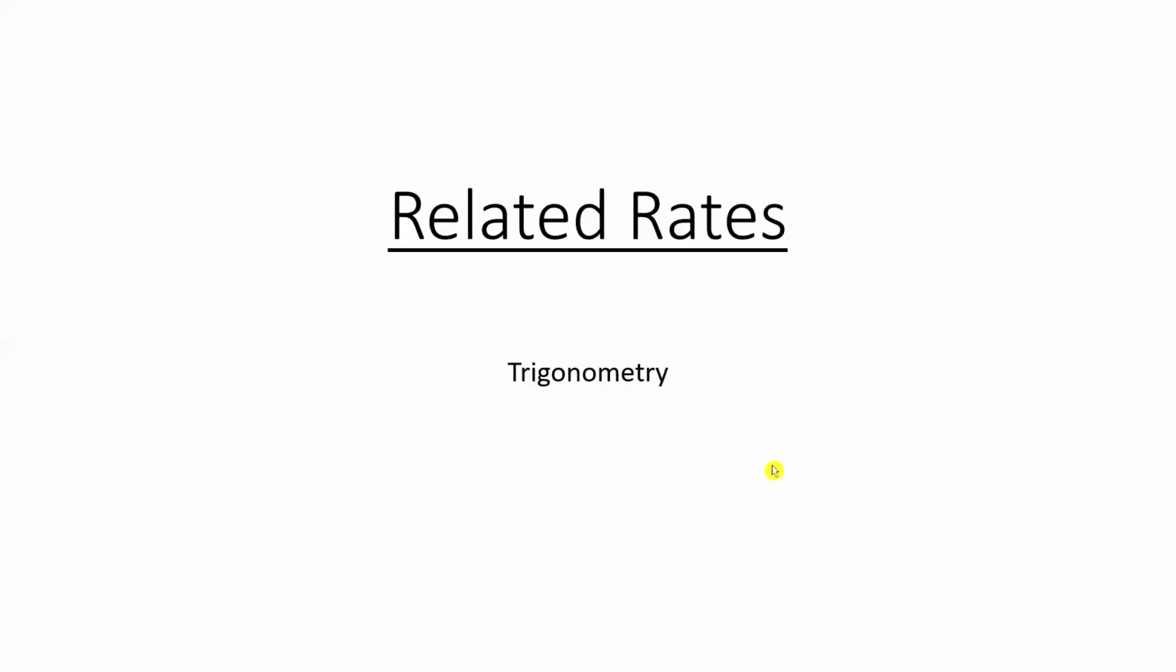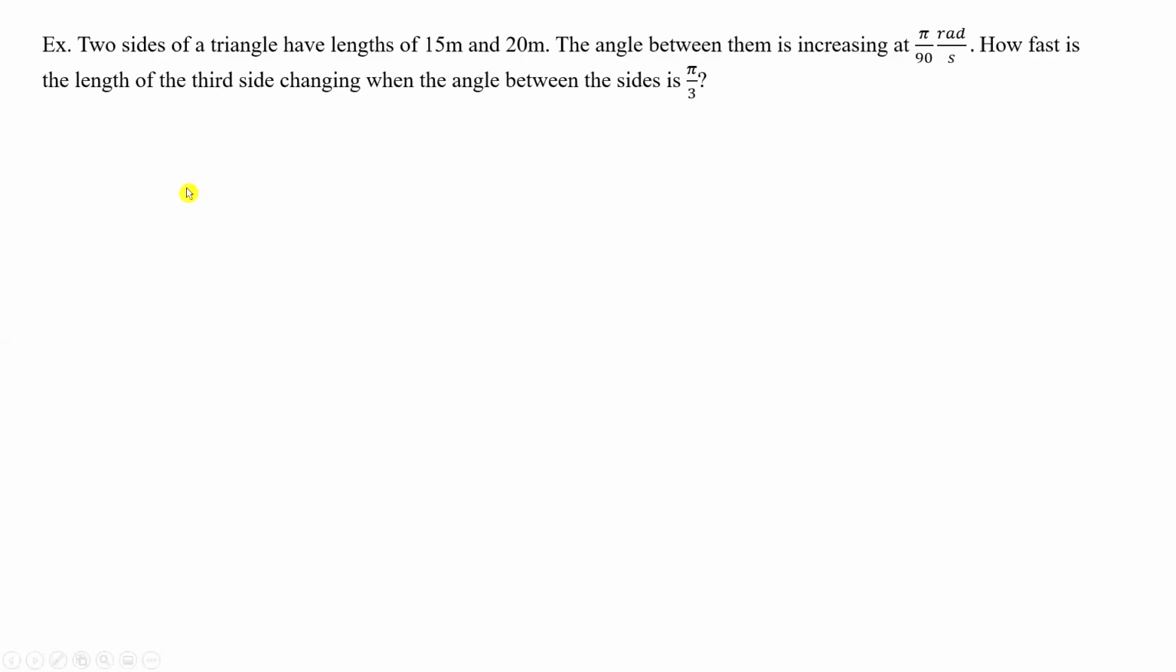Related rates questions involving trigonometry. Two sides of a triangle have lengths 15 meters and 20 meters. The angle between them is increasing at pi over 90 radians per second. How fast is the length of the third side changing when the angle between the sides is pi over 3?